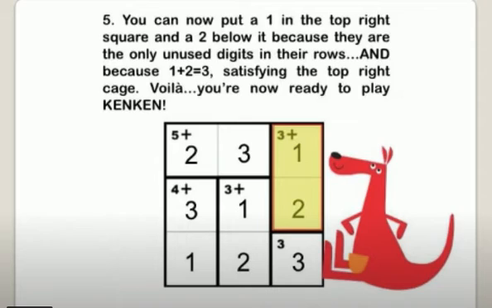And finally, step number 5. Now you can put a 1 in the top right square and a 2 below it, because they are the only unused digits in their rows. And because 1 plus 2 equals 3, satisfying the top right cage.